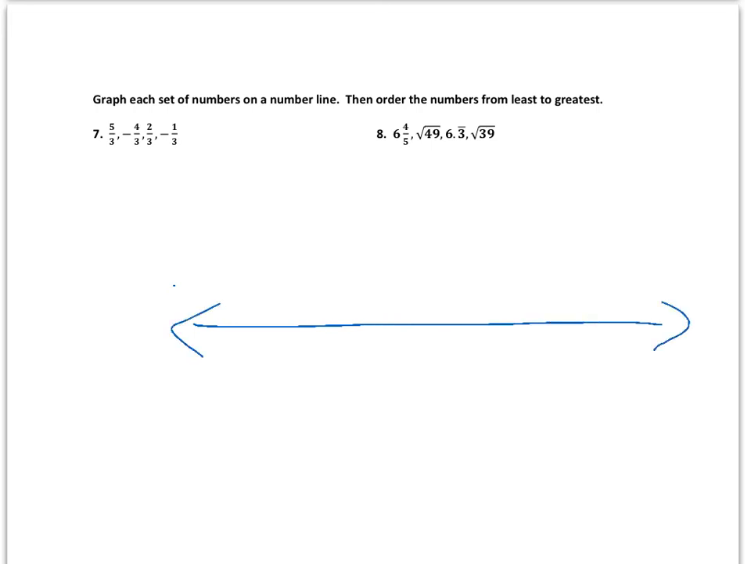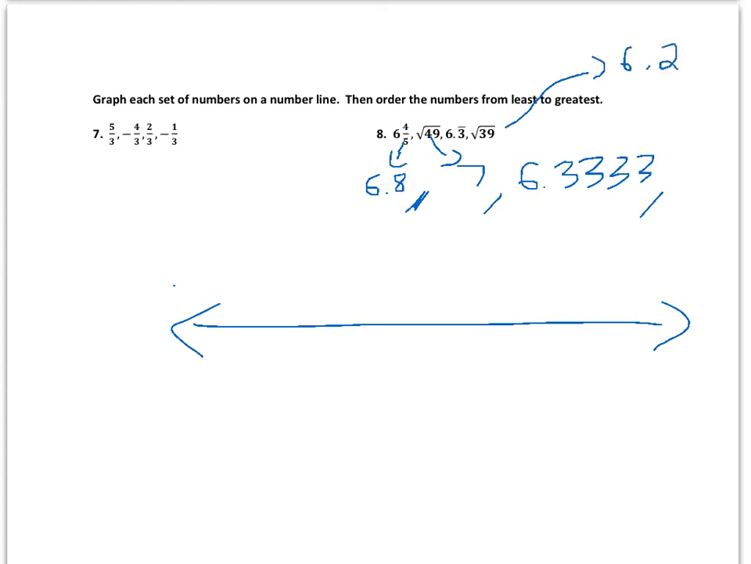Let's see here. 6 4/5. I would put 4/5 in your calculator. If you do that, you get 0.8. So this is 6.8. The square root of 49, well, that's just 7. And then 6.3 repeating. I'm just going to write this out a little bit: 6.33333. And then if you did square root of 39, I'm going to put this in my calculator right now. Second square root of 39. And this gives us 6.2449.